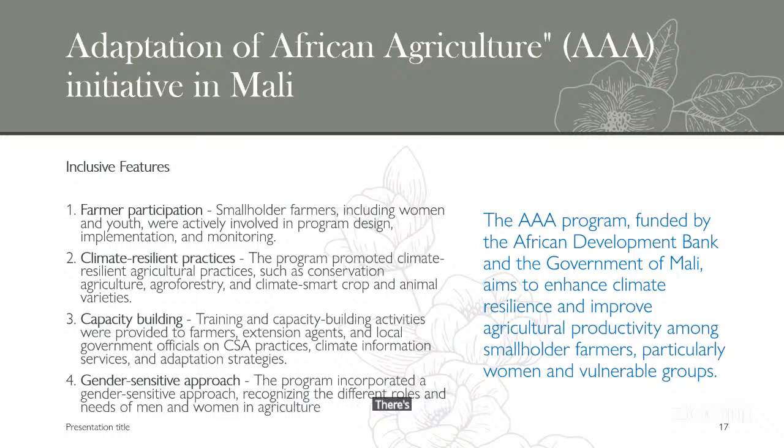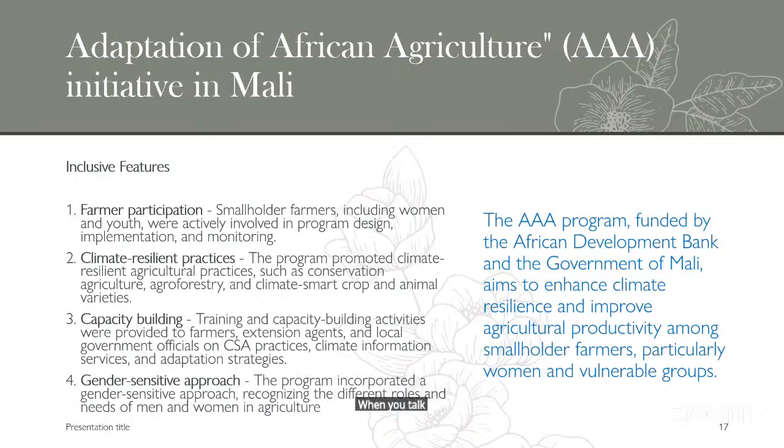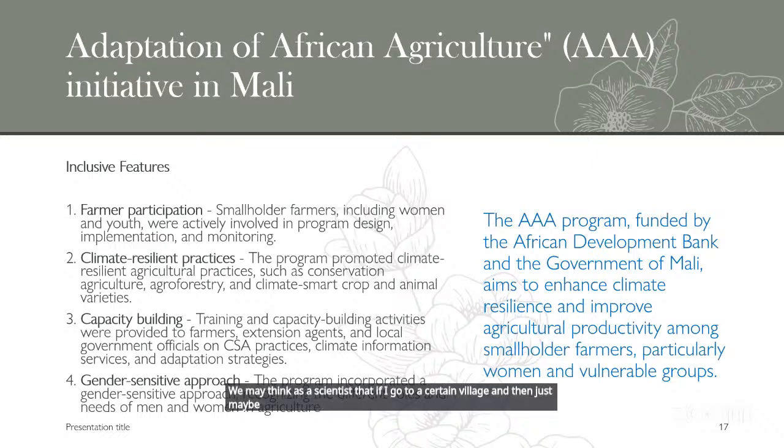There's something that is key to highlight about why it is important to involve these people. When you talk about agroforestry, for example, you may think as a scientist that if I go to a certain village and bring some multi-purpose trees and ask them to plant, they will do so, because agroforestry can improve the soil quality. You lecture them about that, and that agroforestry can also provide animal feed and provide households with fuel. But it is not always the case.